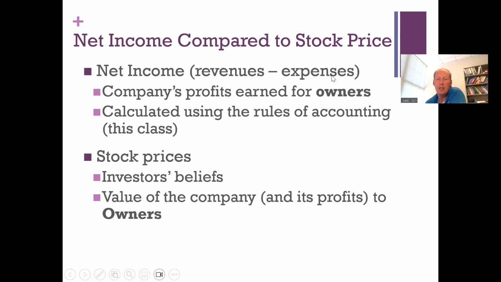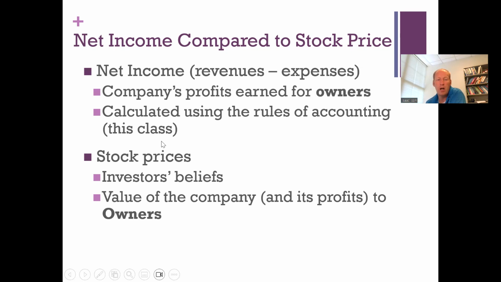And then expenses, those are just the costs that are incurred through the normal course of the business, as we provide goods and services. So net income of a company is revenue minus expenses. And ultimately, for-profit businesses earn profits for the owners, right? The people who own the business. And this is calculated through the rules that I'll teach you in this class.